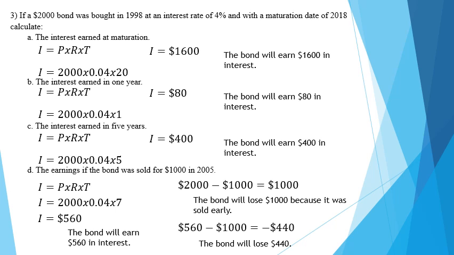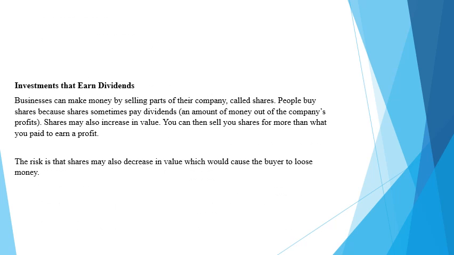Okay, so that's investments that earn interest. Let's look at investment that earns dividends. So mainly here we're going to look at stocks or shares. So businesses can make money by selling parts of their company called shares. People buy shares because shares sometimes pay dividends, an amount of money out of the company's profits.